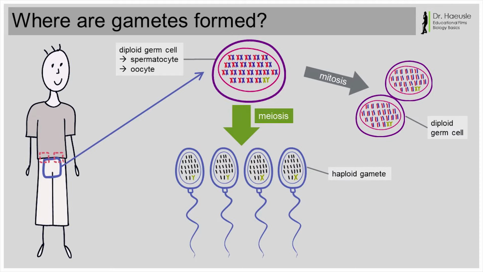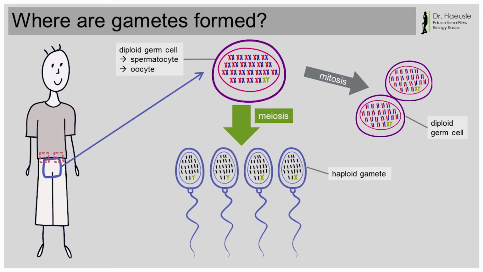Gametes are formed in the ovaries in females and testicles in males. The creature in our sketch has both ovaries, drawn in pink, and testes, drawn in blue. Gametes develop from specific diploid somatic cells called germ cells. The germ cells are called spermatocytes in males and oocytes in females. The germ cells are able to go through mitosis and meiosis. If you're interested in mitosis, watch our last video. In this video series, we'll only discuss meiosis.